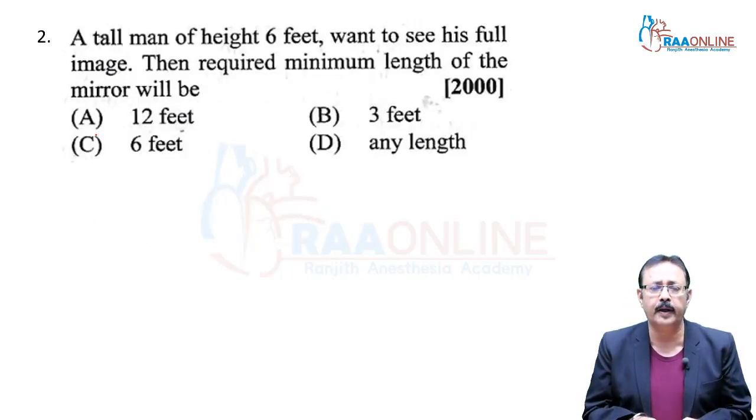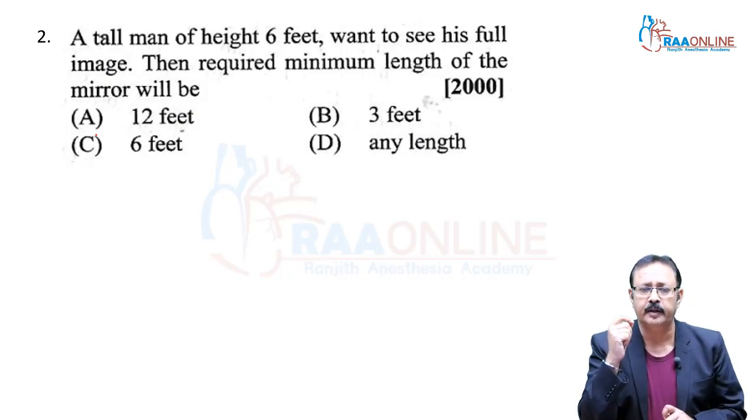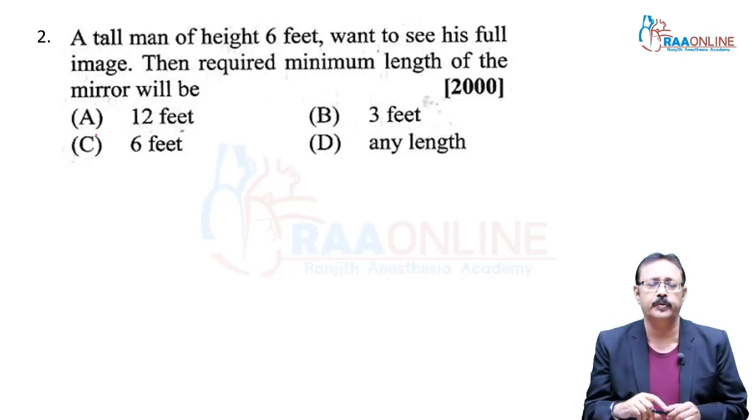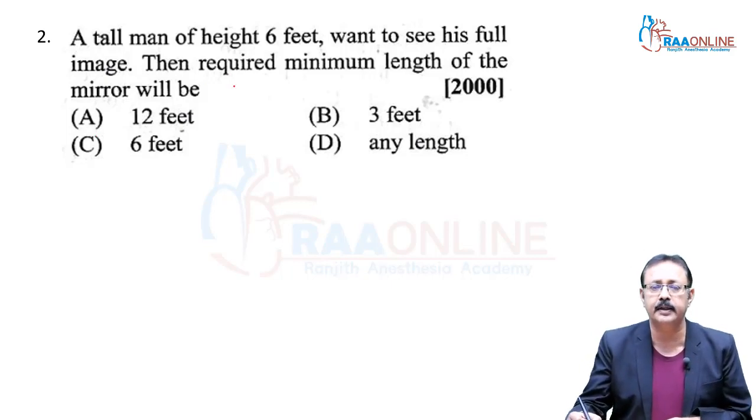Second, a tall man of height 6 feet wants to see his full image. Then the required minimum length of the mirror will be, it is from 2000 AIPMT. I told you we need a mirror which should be half of the height. So we need at least a 3 feet high mirror.